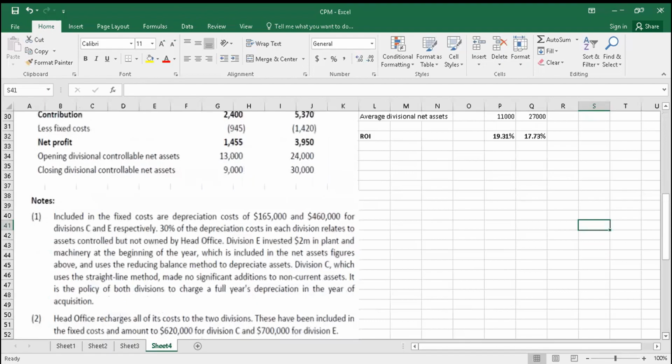Then, apart from the depreciation part of it, division E, the second division, invested 2 million in plant and machinery at the beginning of the year, which is included in the net assets figures above, and uses the reducing balance method to depreciate assets. Division C, on the other hand, uses the straight line method. Last year, second division E invested 2 million. So their denominator increased, their assets have increased. And under the reducing balance method, in the initial years, a higher amount of depreciation will be charged.